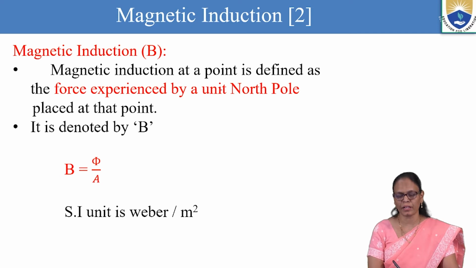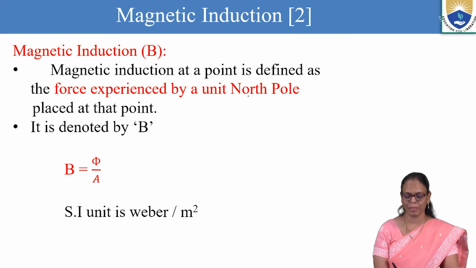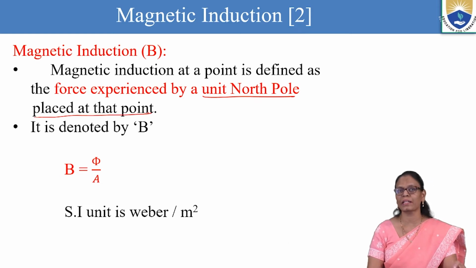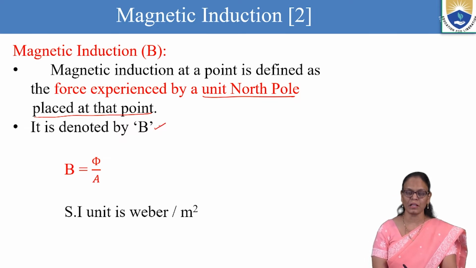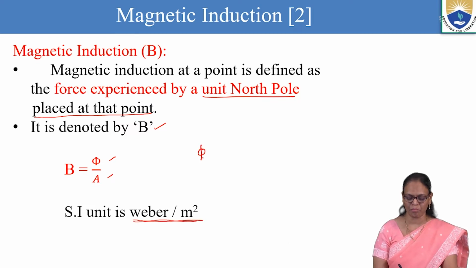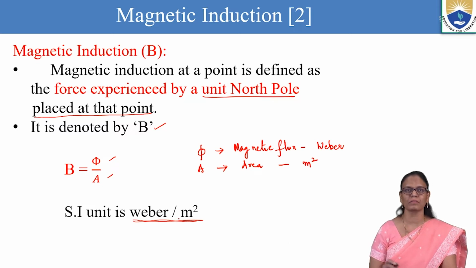Now, magnetic induction at a point is defined as the force experienced by a unit north pole placed at that point. It is denoted by B, and B is equal to phi by A. Phi is nothing but the magnetic flux, which we are measuring in Webers, and A is the area of cross section, which is measured in meter square. So the unit for the magnetic induction B is Weber per meter square.